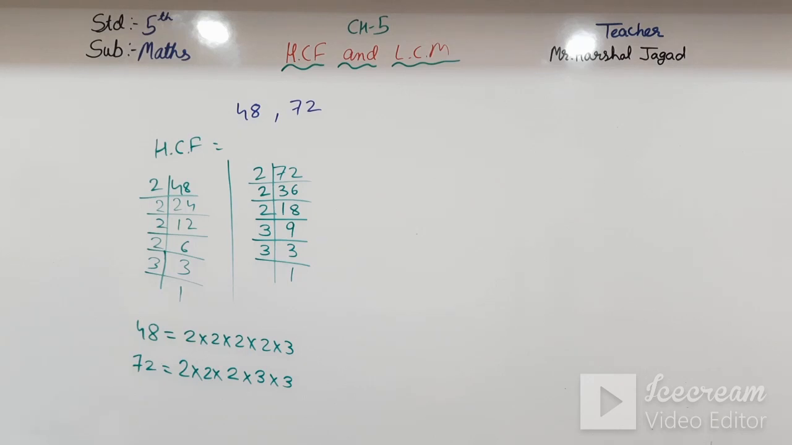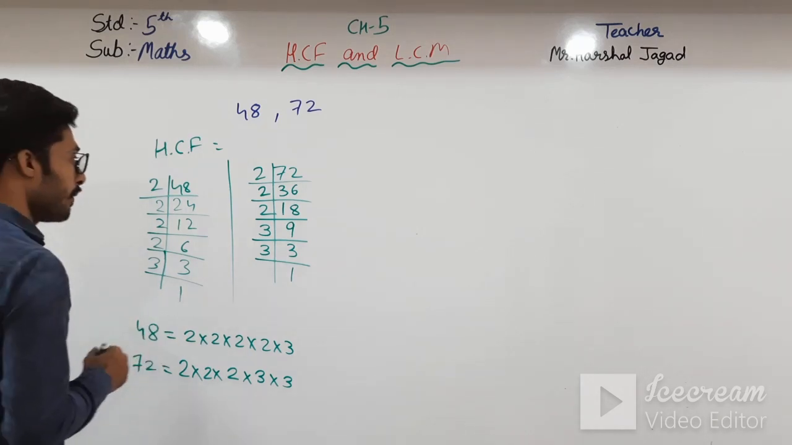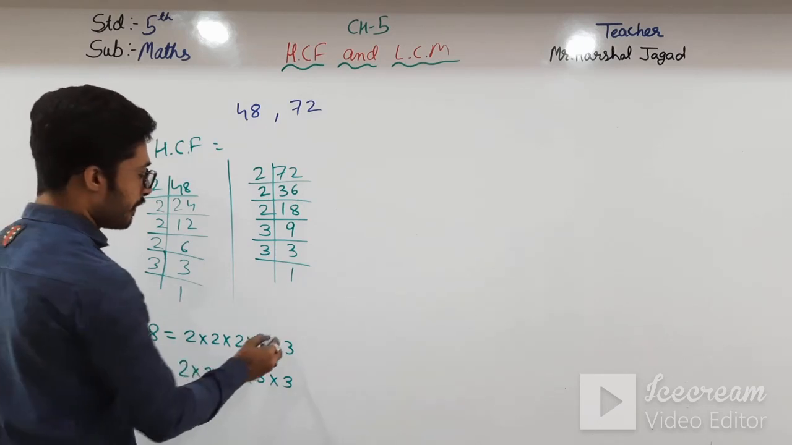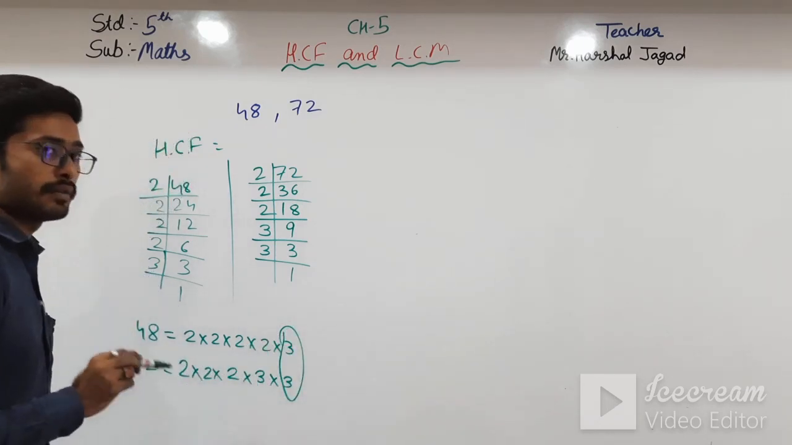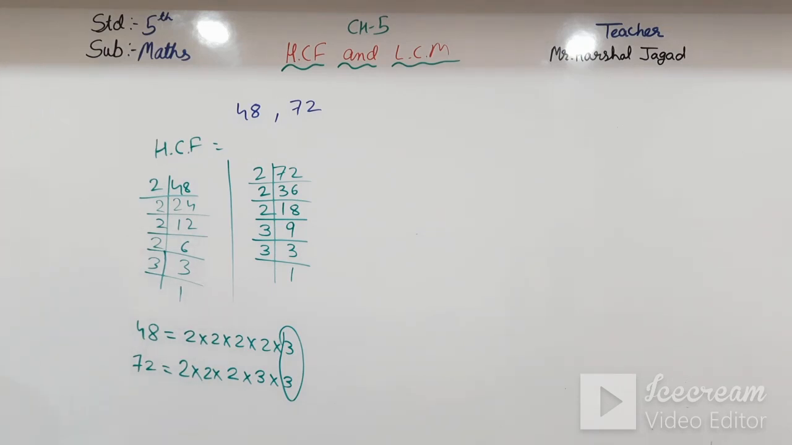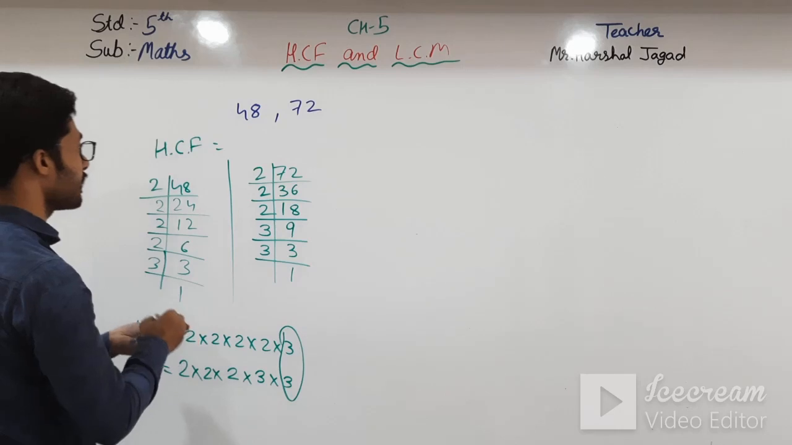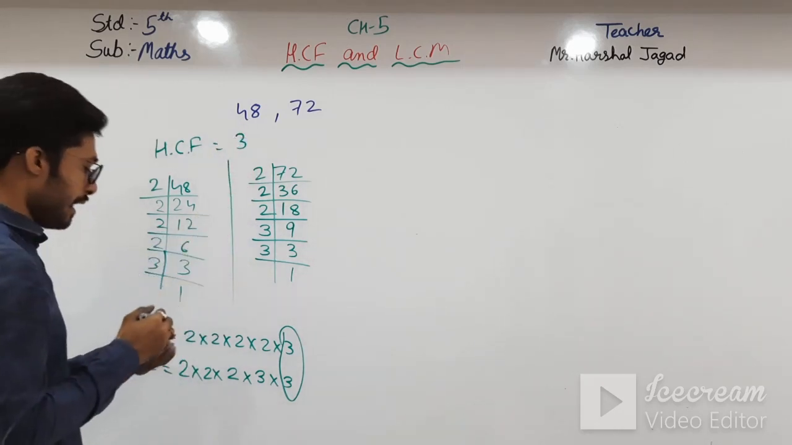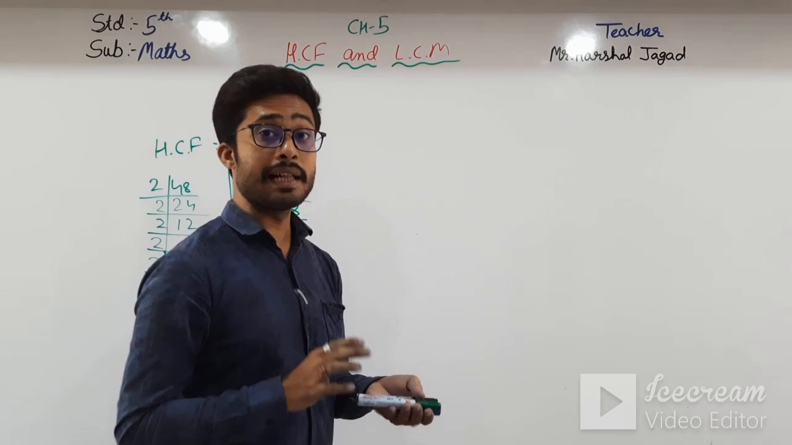So, here you can see we have to find the highest common factor. So, this is the HCF of 48 and 72. Highest common factor. Okay, students. So, here the 3 is the highest common factor. The HCF is 3. And now we are talking about the LCM.